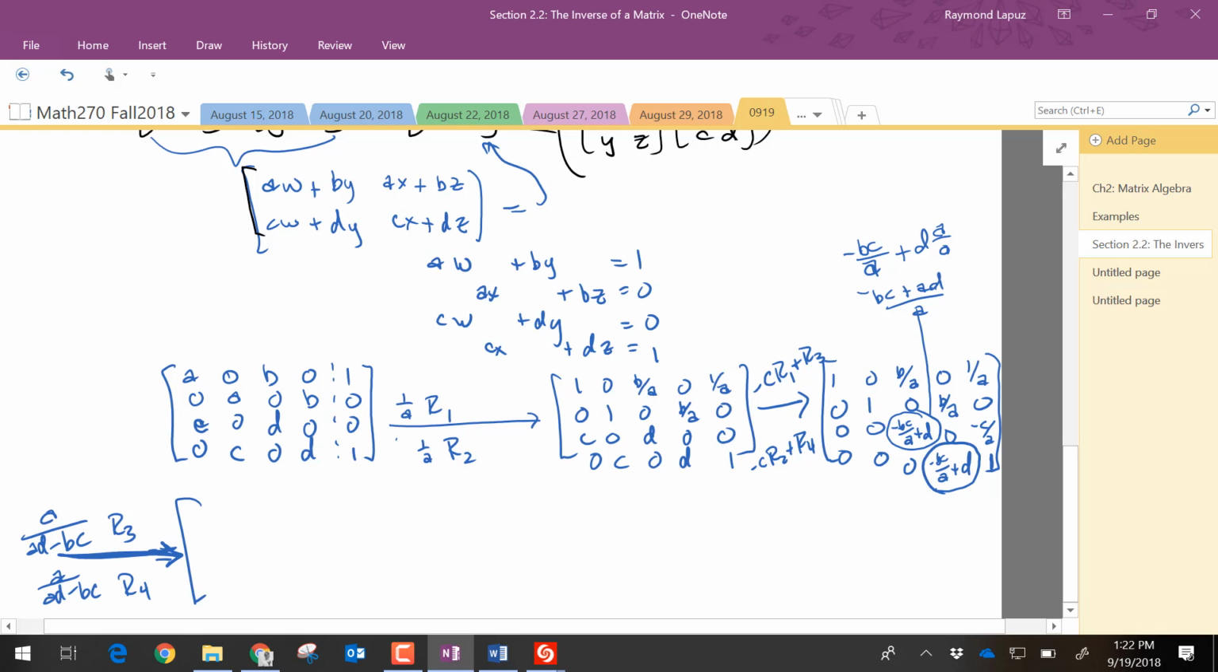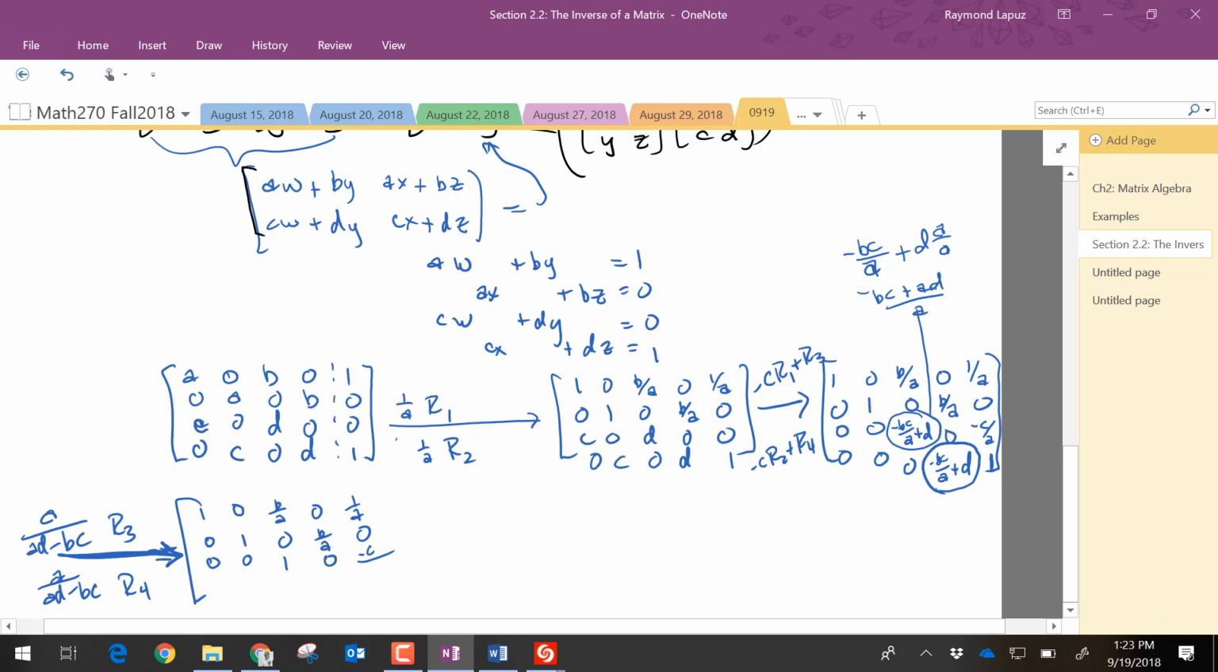So the first row stays the same: 1, 0, B over A, 0, 1 over A. Second row stays the same. The third row, I need to multiply by A over AD minus BC. That would make that third component equal to 1. Now I have a 0 here, but the last one I have to multiply by this. Oh, the A's would cancel, right? Then I just have a negative C.